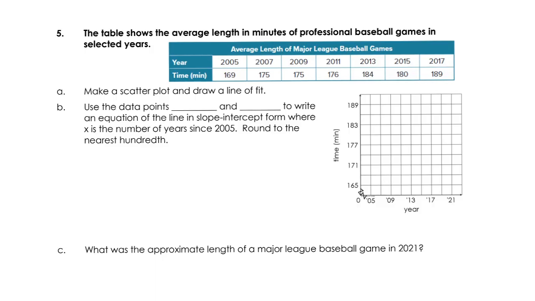Okay, so for our last example in our notes, number 5 says the table shows the average length in minutes of a professional baseball game in selected years. Part A says make a scatter plot and draw a line of fit. So you'll notice our graph over here on the right is very, very blank.